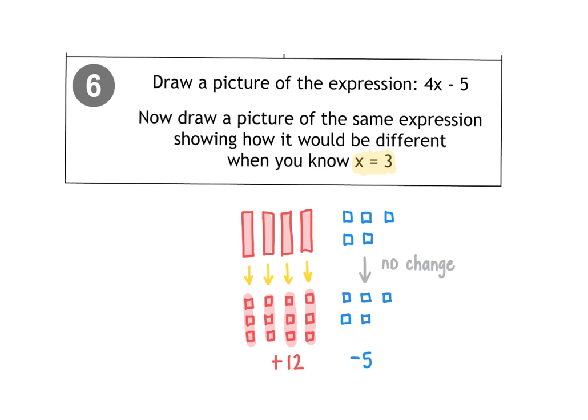Again, we can look for 0 pairs, and we will see that there are 7 positive small squares left after we cross out the 0 pairs. This means that the expression can be simplified to positive 7.